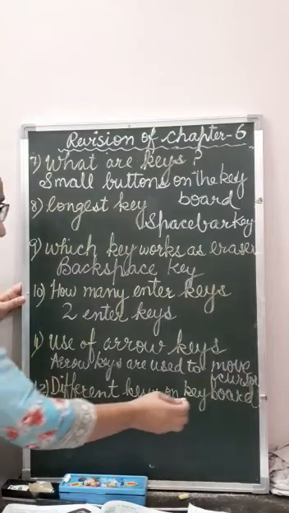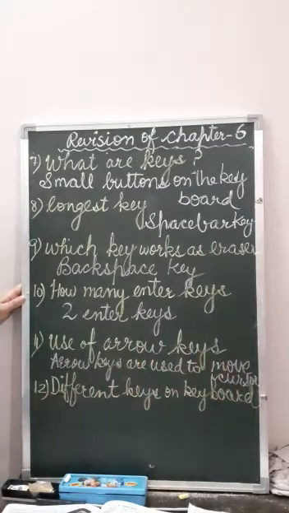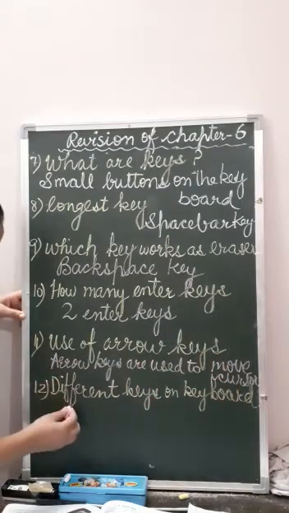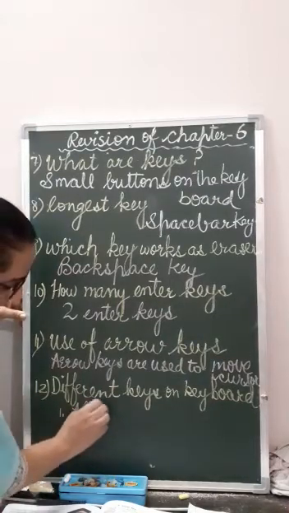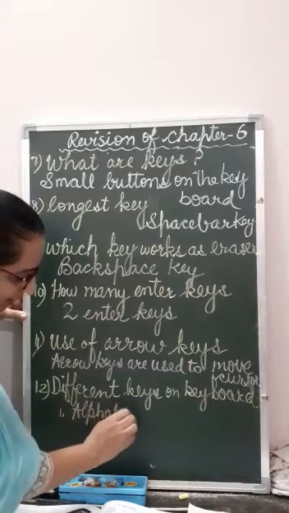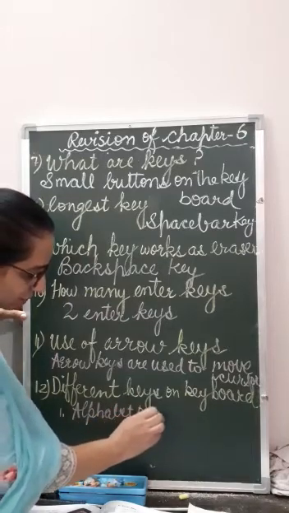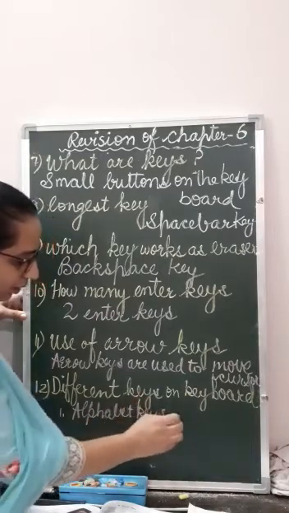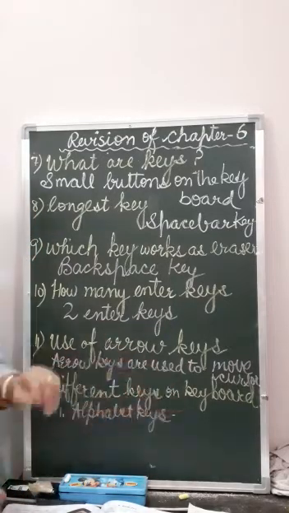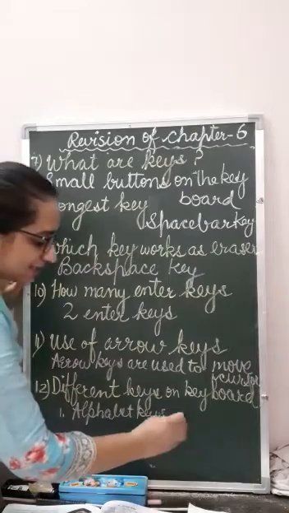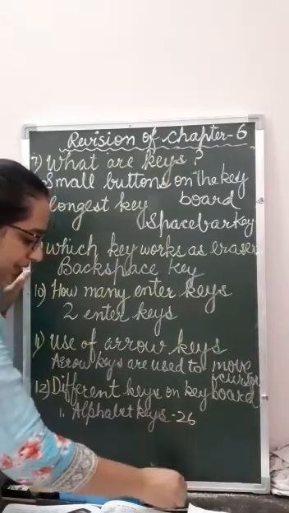Which are the different keys on the keyboard? First is alphabet keys. Have you seen alphabet keys? I know you have seen the keyboard of your computer. Then how many alphabet keys are there? There are 26 alphabet keys.